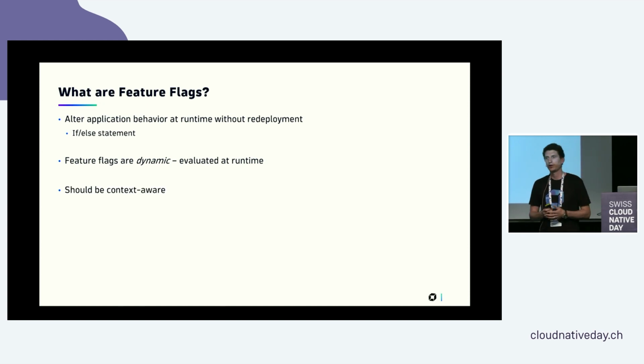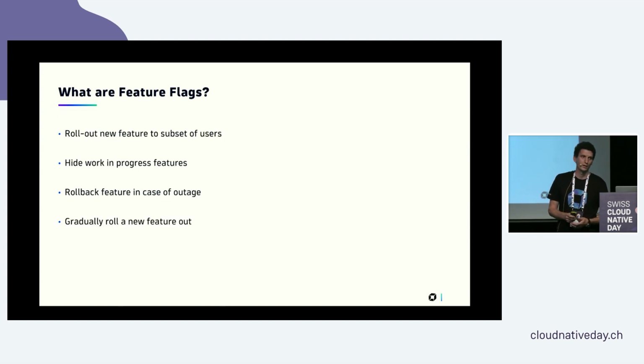Another important point is that they should be context aware. Let's say it's not a must. You can also have just static feature flags, but the more they know about the context, the more it allows feature flags based on geography, maybe based on users or other aspects. And so that's basically what they are. So now, why do we use them actually?